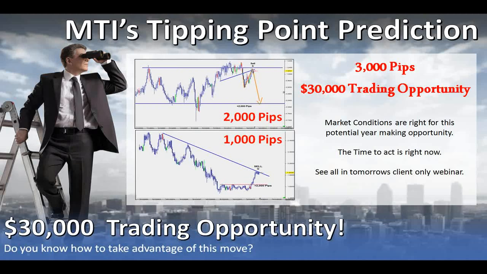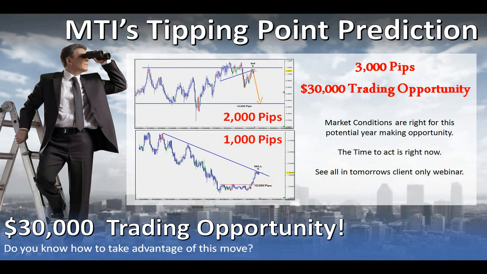Live each weekday, as a matter of fact tonight, we do have an announcement, and it's our tipping point prediction. As a client of MTI, you will receive exclusive information regarding a major market movement. This is a 2,000 pip movement in one currency pair, and another 1,000 pip movement on another. This is brand new. It was launched just the other week.